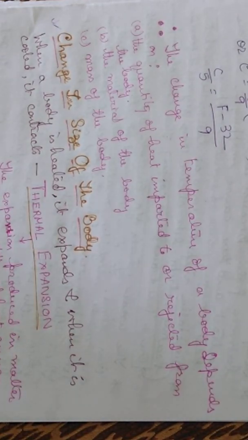And in the Celsius and Fahrenheit relationship, it is C by 5 is equal to F minus 32 by 9, where C stands for the Celsius scale and F stands for the Fahrenheit scale.